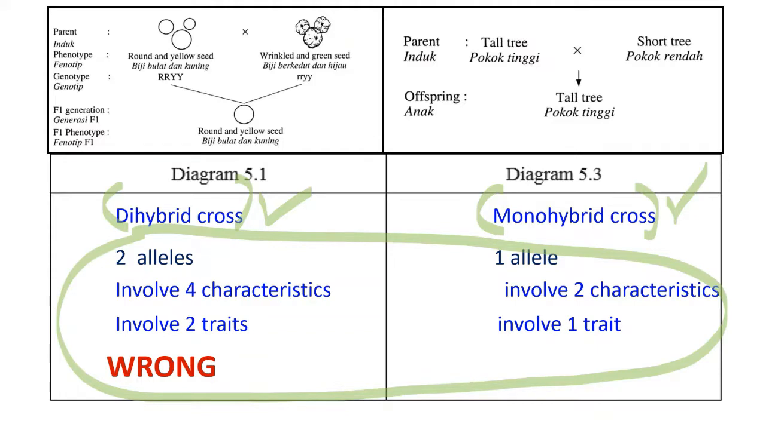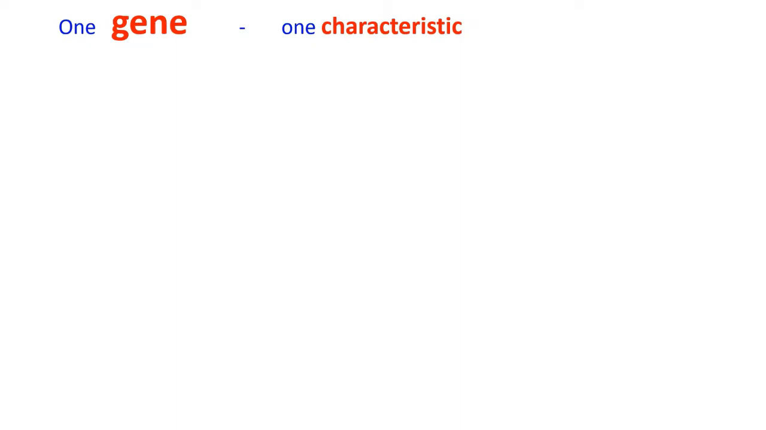So what are the differences between the gene and the allele, the characteristic and the trait? One gene controls only one characteristic. The example of the characteristic here is height. And height can be separated into two, that is tall and short. For these two, we call them traits. We cannot say characteristic for tall, characteristic for short. It seems like two characteristics already.